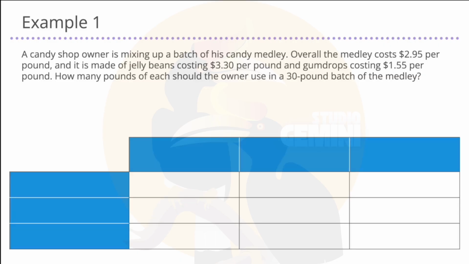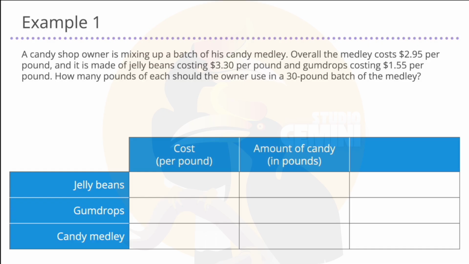Let's start by making a table. The candy shop owner has two different kinds of candies, jelly beans and gumdrops, so those will be our first two rows. The owner's goal is to have a 30-pound medley with a mixture of the candy, costing $2.95 per pound. This will be our third row. Our columns are going to be the cost per pound of each candy, the number of pounds of candy, and the total cost. Let's begin by writing our costs in the first column. $3.30 for the jelly beans, $1.55 for the gumdrops, and $2.95 for the medley.